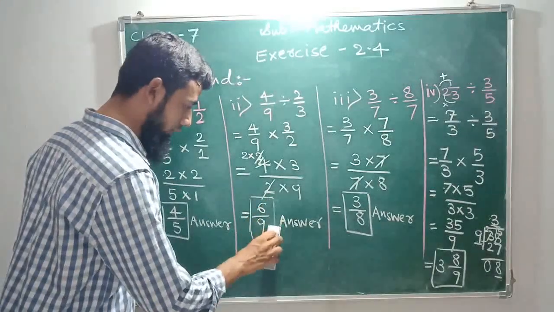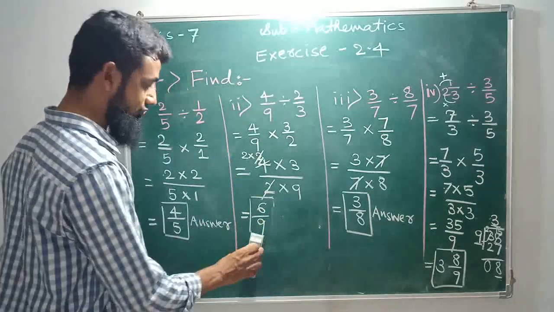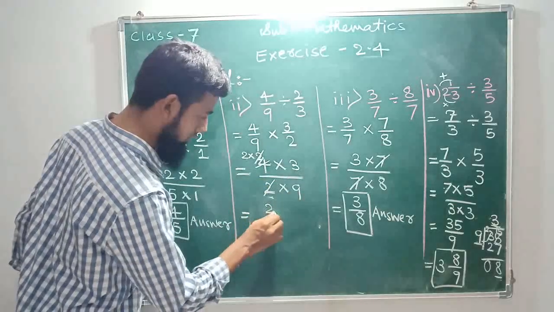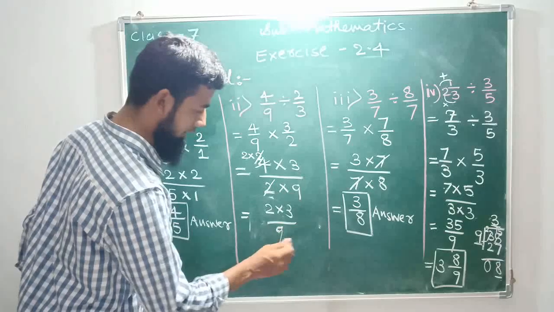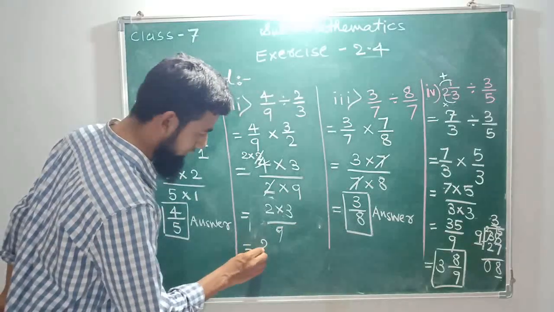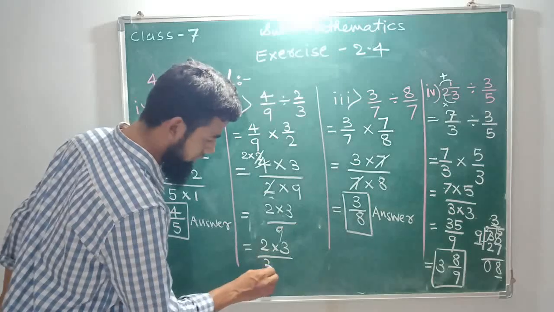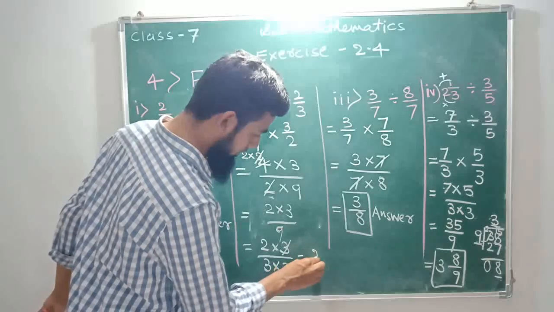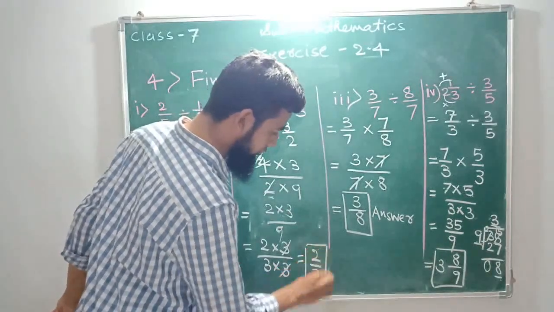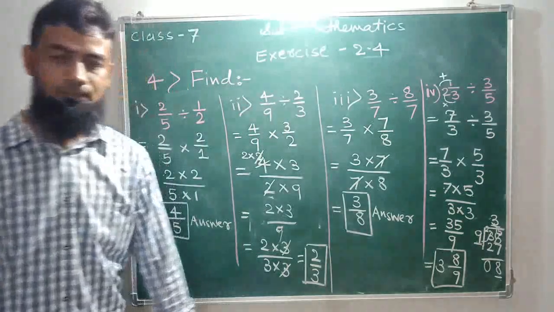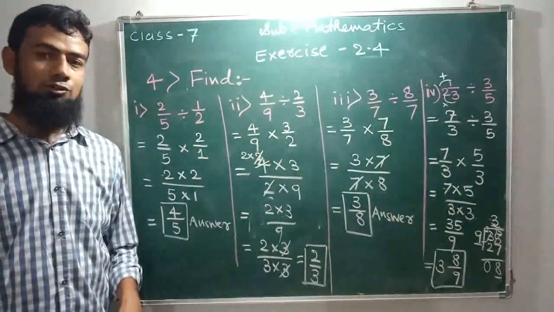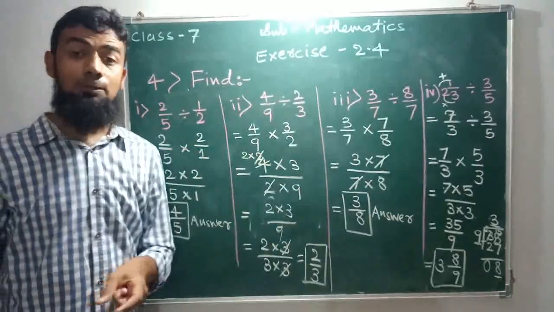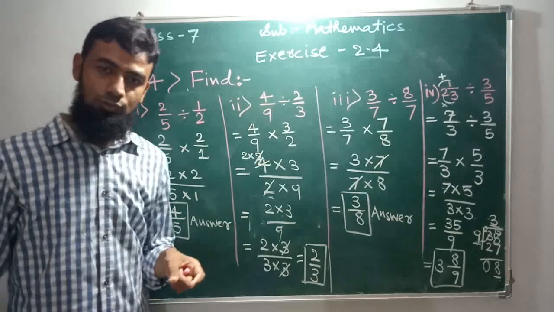But we can calculation more here in the second question. So what is the answer, beta? 2 multiplied by 3 upon 9. Okay. So beta, can I write 2 multiplied by 3 upon 3 multiplied by 3? So 3 will be cancelled. So answer is 2 upon 3. Understood? Clear? So try to reduce the factor. Okay? This type of question will be asked in the examination. Understood?